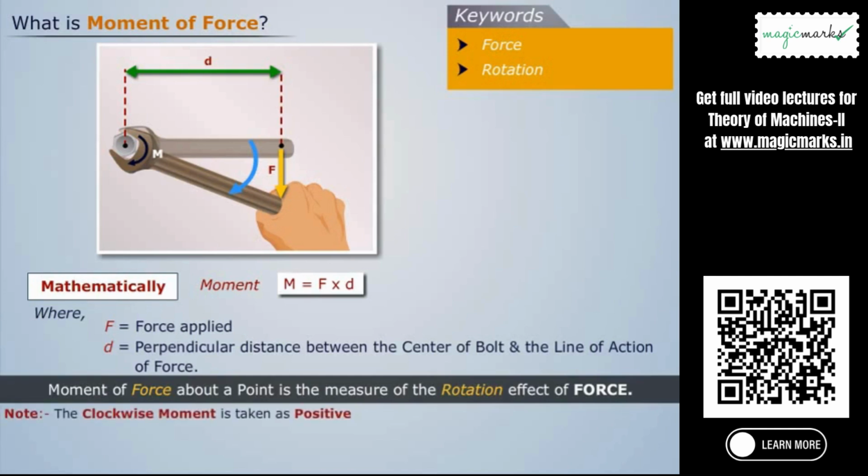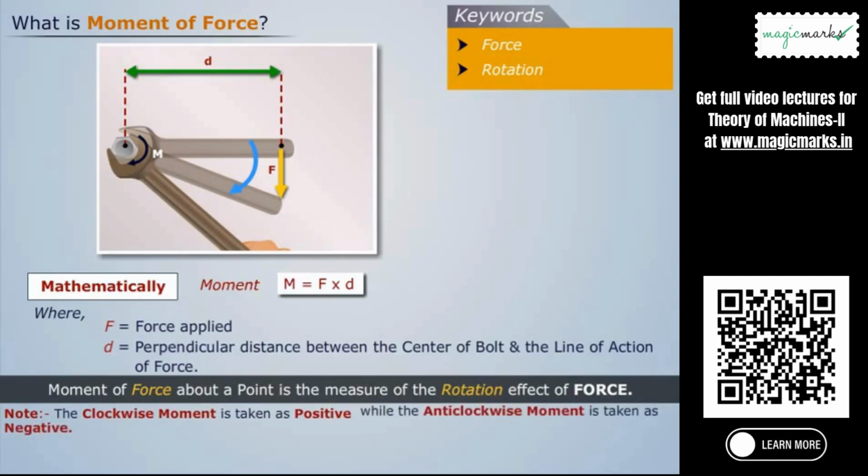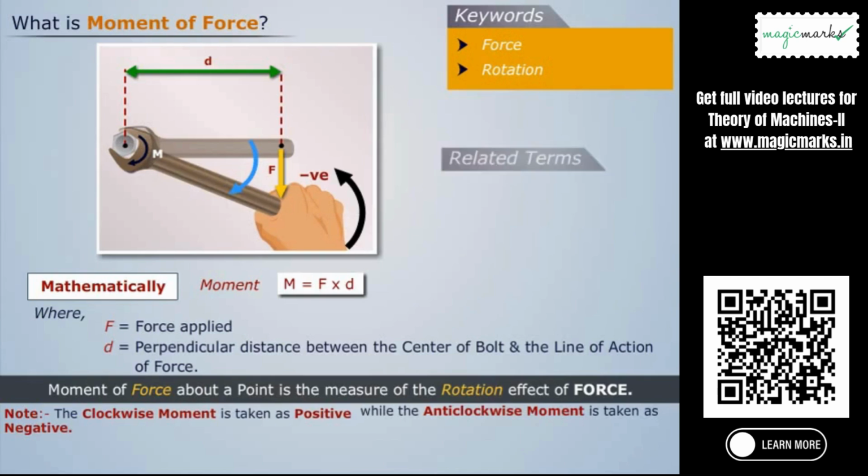Please note that the clockwise moment is taken as positive, while the anti-clockwise moment is taken as negative. Related terms are moment arm, bending moment, and rotation.